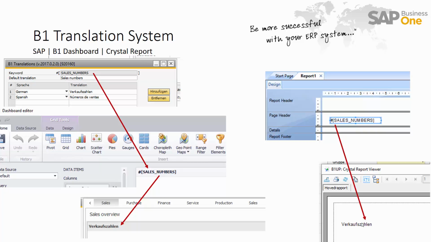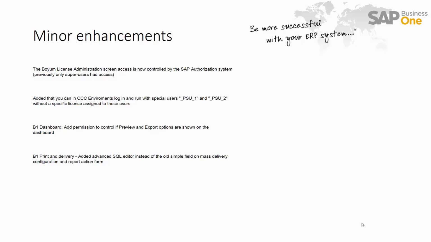So again, this is a major new enhancement, and that's the reason why we don't have that much else. But we have a few nice minor enhancements. For example, the license administration screen can now be controlled by the SAP authorization system. In the past, it was done by super users, but given the fact that you don't really have super users in a cloud control center environment, you could do it on-premise, but you couldn't really do it on the cloud. So we have now switched away from the super user system, and you can now do it from SAP authorizations instead if you have access to that screen.